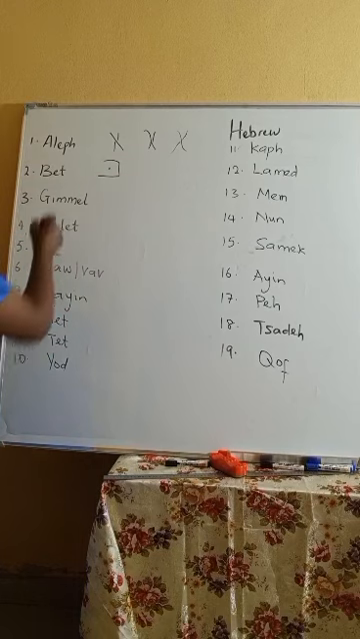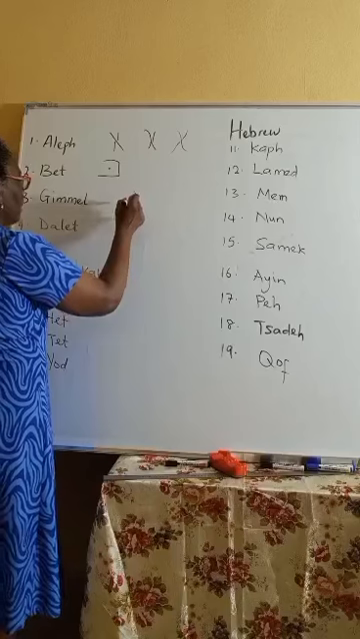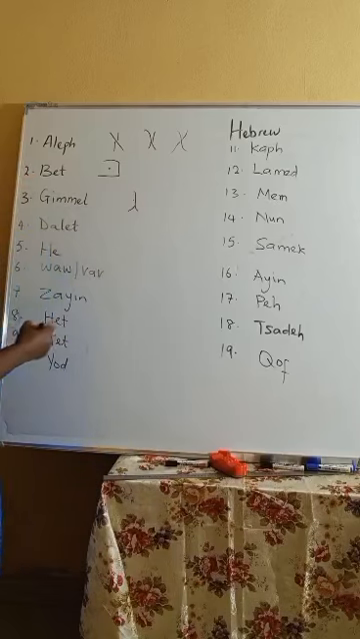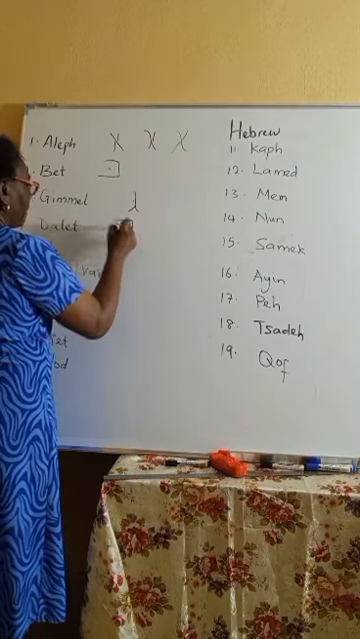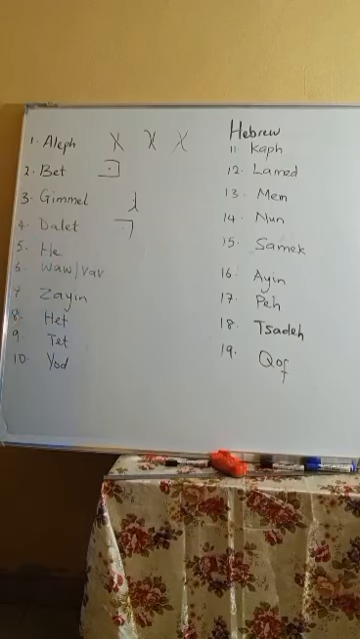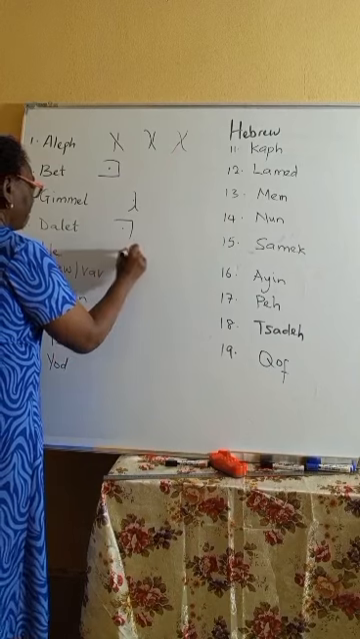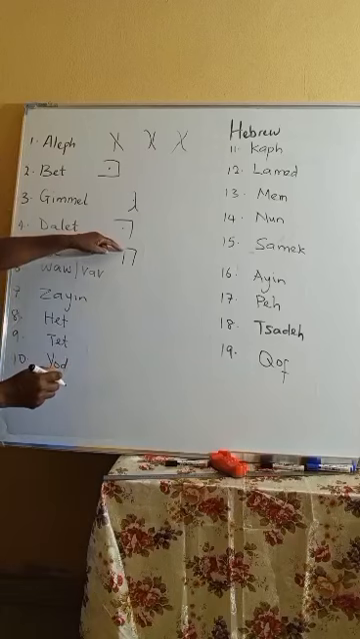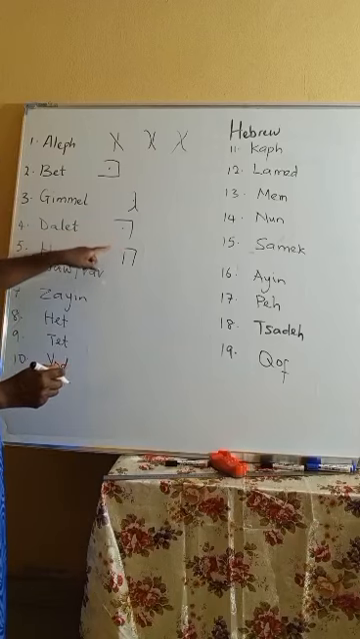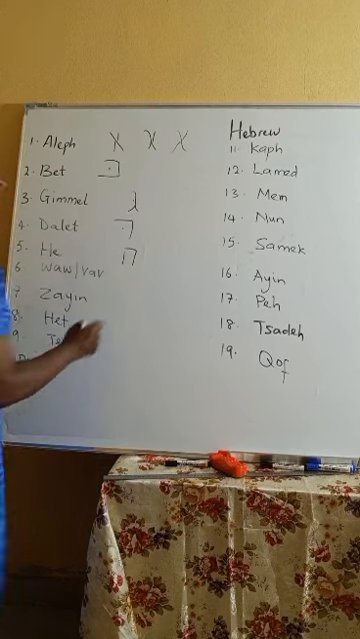Gimel. How do we write Gimel? Gimel looks like this. Dalet is like this. How do you write He? It's like this. Make sure this point is not joined. Otherwise, it will confuse you with another letter. That's your He.